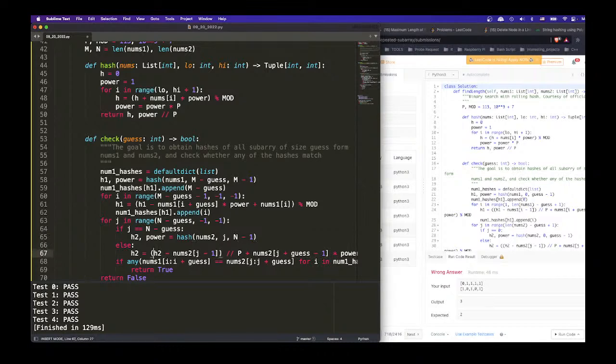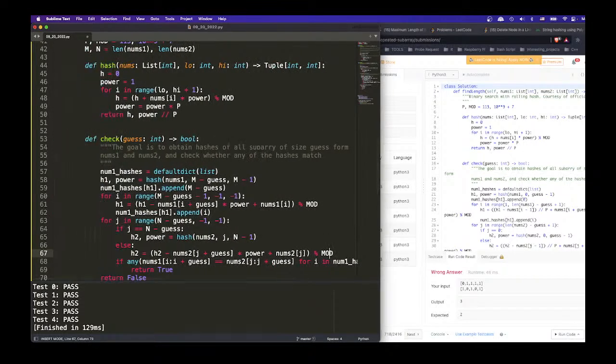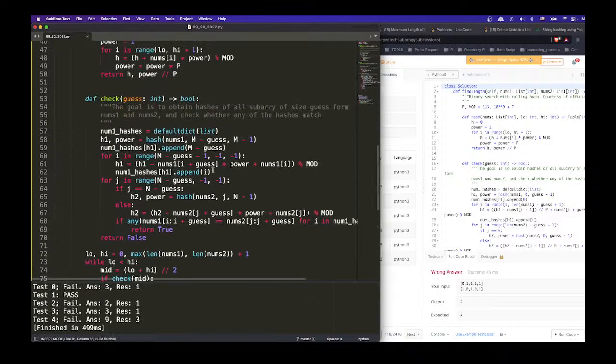And H2 will do the same thing. So it will be J plus guess multiplied by power plus this one J. No power. Mod. And the rest shall be the same. Try it. That is not right.